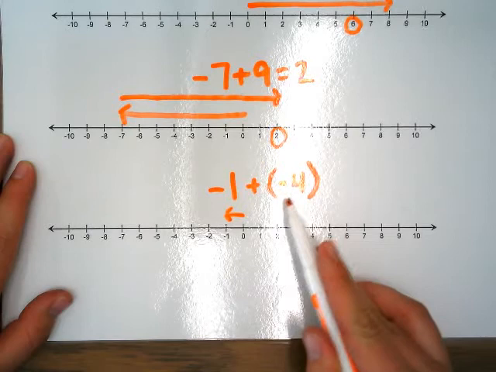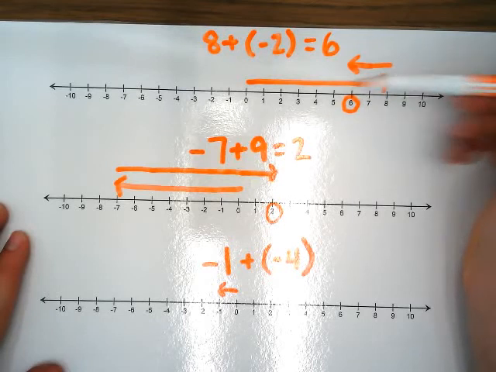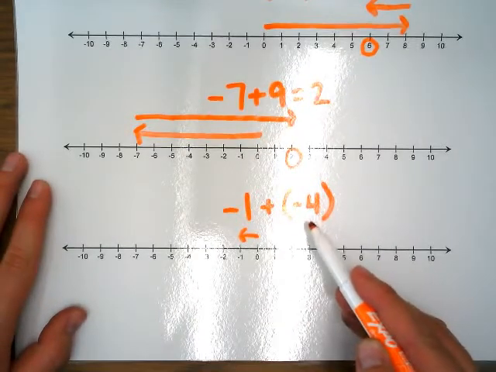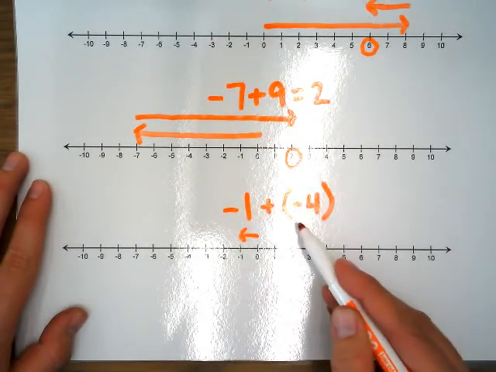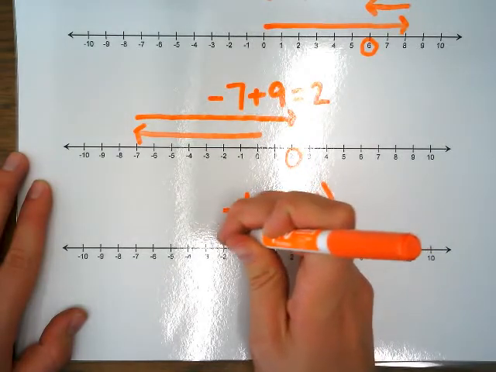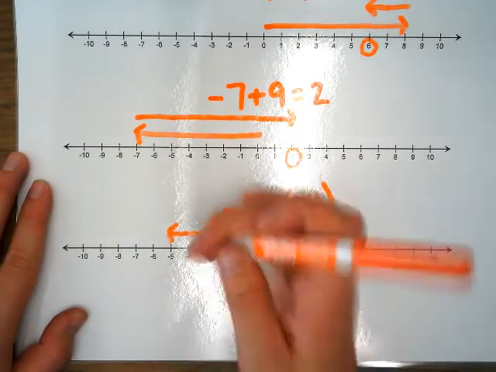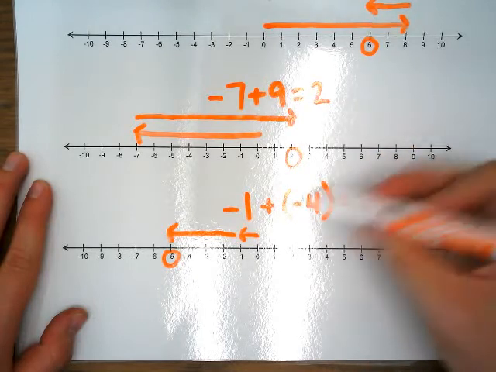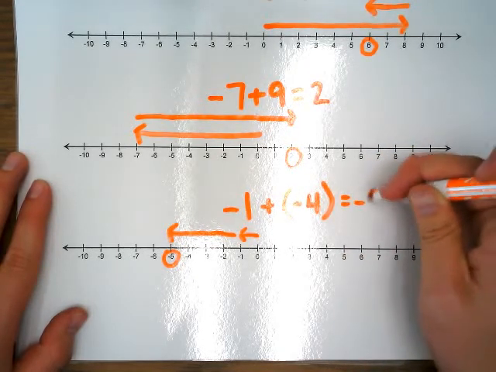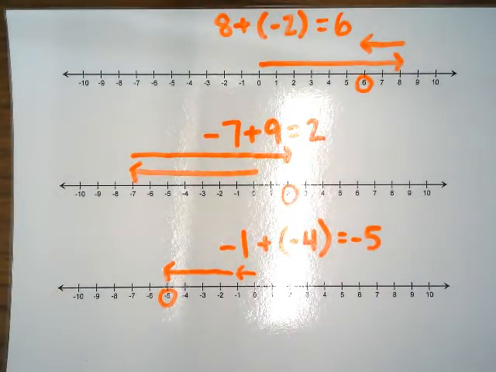Now, since I'm adding a negative number to this, remember up at the top when I added a negative number, I headed to the left. Just like I did up there, with this one, I'm going to go to the left 4 because I'm adding a negative 4. So I'm going to go 1, 2, 3, 4, and I landed on negative 5. So we can show that negative 1 plus negative 4 equals negative 5. And there are 3 examples of how you add positive and negative numbers on a number line.